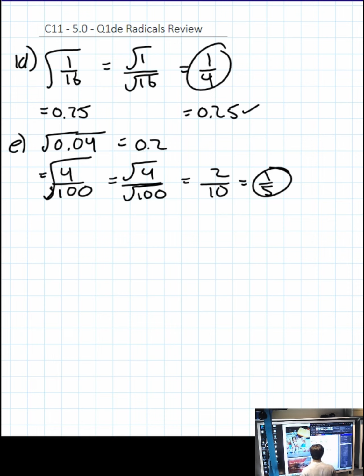And if I type in the answer, 1 divided by 5, near the answer, 0.2, check mark. All right. Okay, we have 1f.